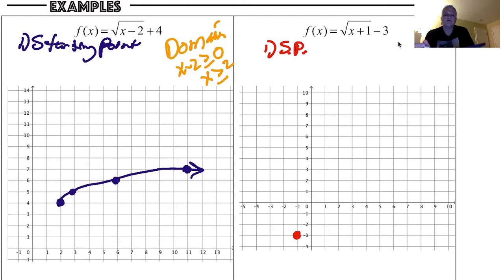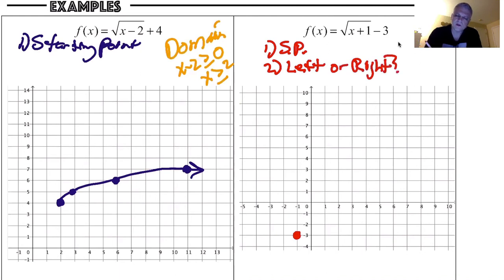Now, I'm curious, am I going to go to the right or to the left? Well, let's make that the second step. Let's expand the steps a little bit. Am I going left or am I going right? Let's find the domain.